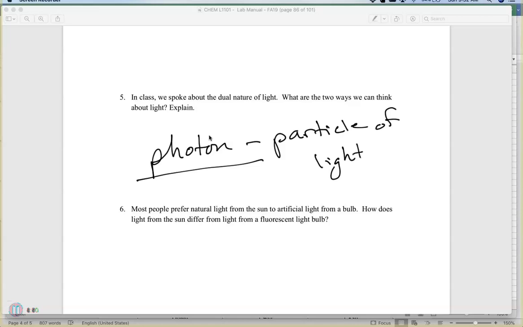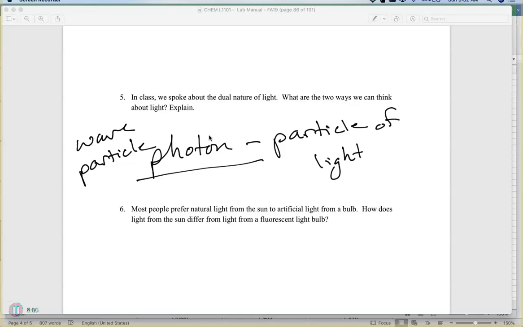So just like an electron is a particle, except electrons have mass, light does not. This is still a particle of light. So light is behaving in two different ways, and actually depends on how you observe it. It can either behave as a wave or as a particle, and this is called particle-wave duality.